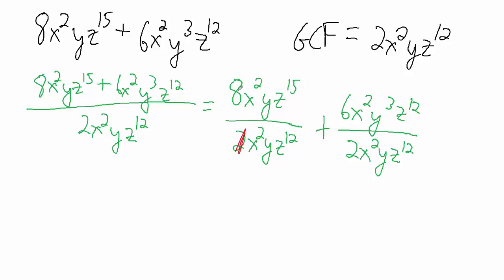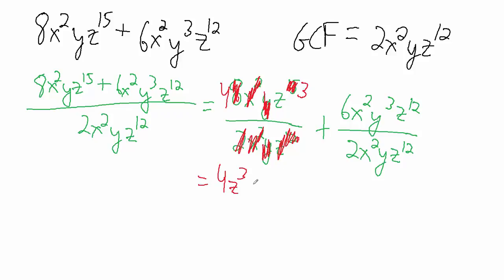So 2 goes into 8 4 times. X squared perfectly cancels with the x squared, that's great. Y perfectly cancels with the y, that's great. Z to the 12th cancels with the z to the 15th up here to leave us z to the 3rd. So this first term simplifies to 4 times z to the 3rd.